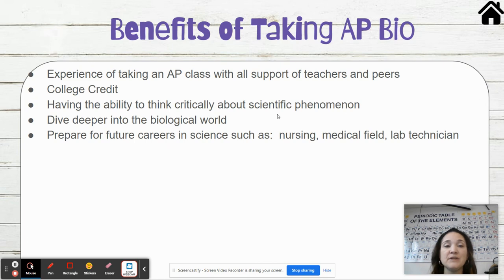But this is an opportunity for you to get some college credit and to save a little bit of money, so you don't have to take it when you get to either your community college or to a four-year university.